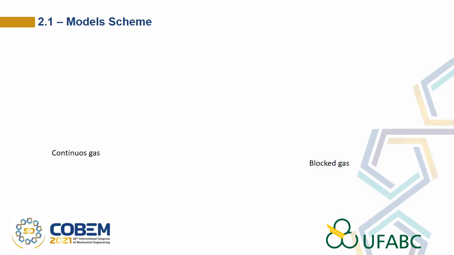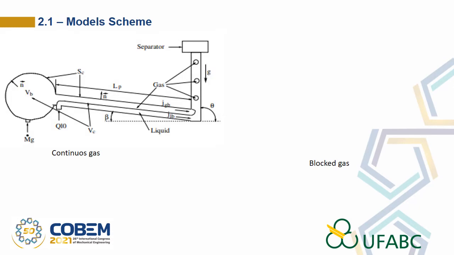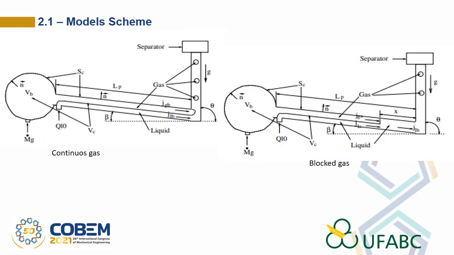The pipeline and the riser are modeled as control volumes. We consider two configurations. The first configuration is when there is gas passage from the pipeline to the riser, and in the second configuration, the gas passage is blocked at the riser base and partial pipeline flooding may occur. Variable X measures the pipeline flooding. The variables are made dimensionless.